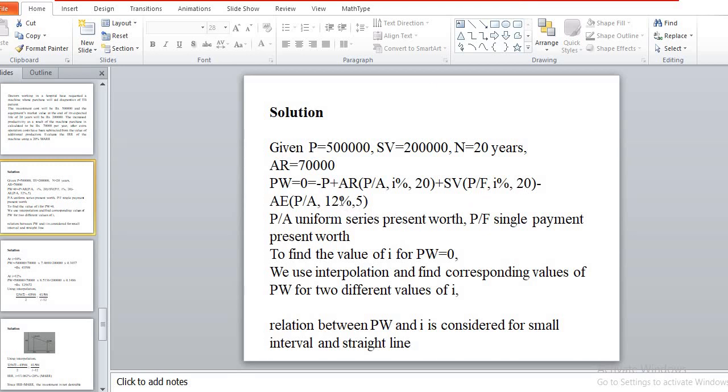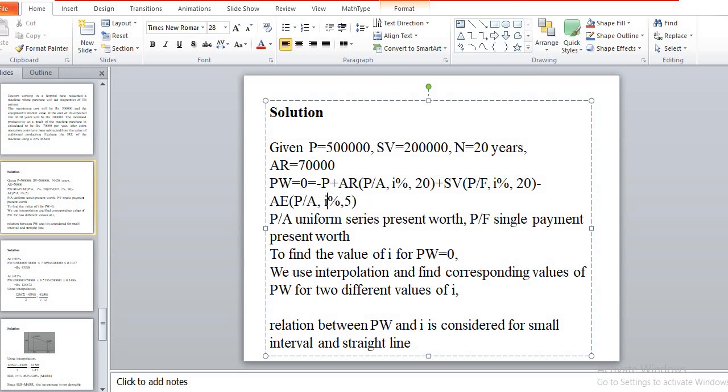So here in this example, the annual expense is not given, so the AE term becomes 0. Sometimes in some numericals the salvage value is not given. So in that particular condition, that term becomes 0. So in this example, the annual expenses term becomes 0, and in some examples, if the salvage value is not given, the salvage value term becomes 0.